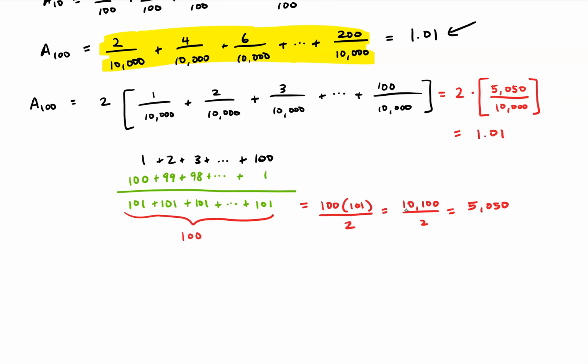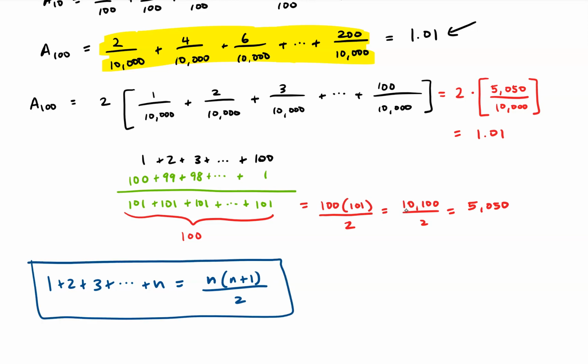So in general, if you have 1 plus 2 plus 3 plus dot dot dot plus n, the sum of the first n integers is the n value times 1 more than the n value and then divided by 2. So this is an important formula to know. So this really concludes this example where we have approximated the area under the curve. So, our best approximation was here with 1.01 when we used 100 rectangles.